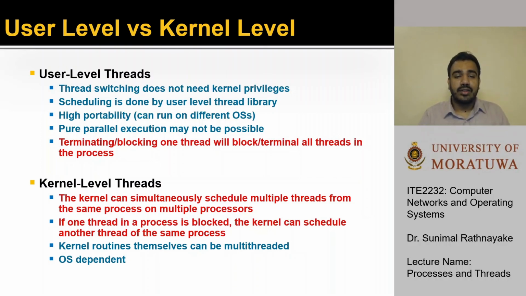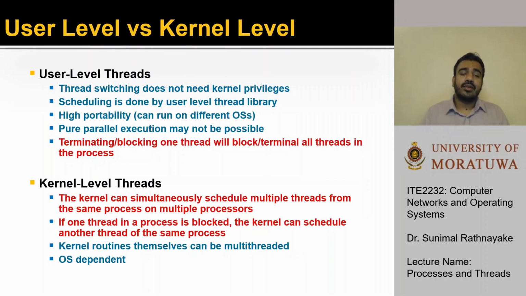And on blocking, one thread will block or terminate all threads in the process. So if you remember, the operating system only sees one process, although there are many threads in the same process. So if one thread within that process causes any problem, the processor will see that there's some problem from this process, and it will fully suspend, block, or terminate that particular process, the whole process. So all the threads will be blocked or suspended.